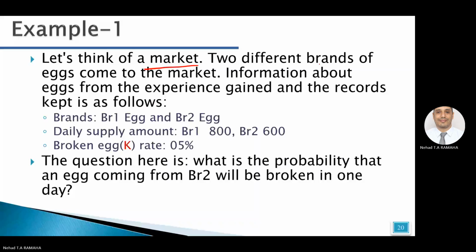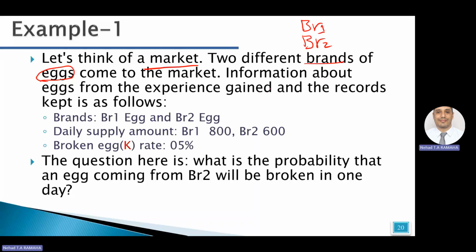Okay. Let's take this example. Market. This market has two different brands of eggs. So we can name the two brands, for example, brand 1 and brand 2. So the market has two different types of brands.